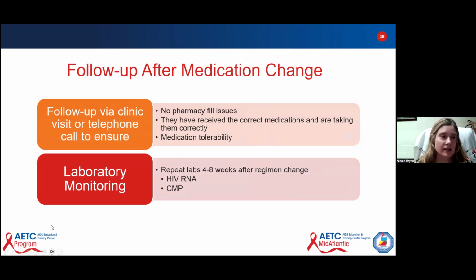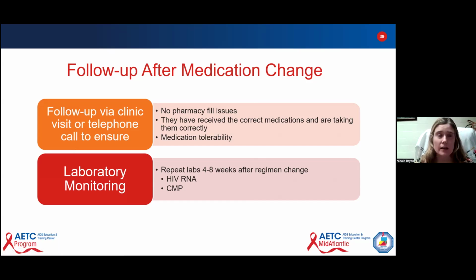As far as a general principle, what do we do after we change somebody's medication for whatever reason, whether it's for virologic failure, whether they want to try out a long-acting injectable, or whether we just want to improve their side effect profile? It's always good to follow up after you make that change, either a clinic visit or just a telephone call. You want to make sure they're not having any issues with their pharmacy filling the medication. Does their pharmacy have it in stock? Or that they receive the correct medications and that they're taking them correctly.